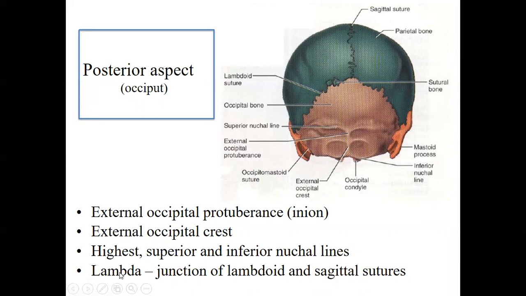And then the lambda. So you can see here, this is the lambda. The lambda is a junction between the lambdoid suture and also the sagittal suture. This is the lambda. So these are the important bony landmarks that you have to know on the posterior aspect.